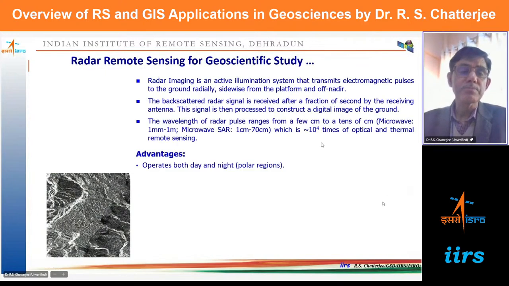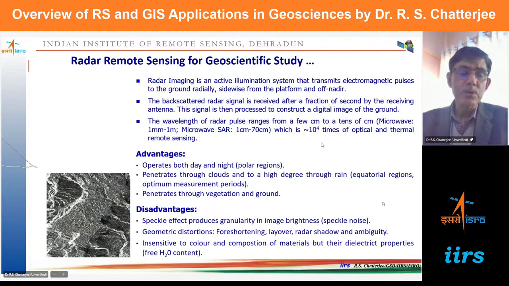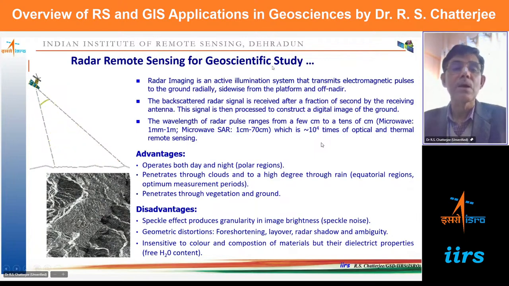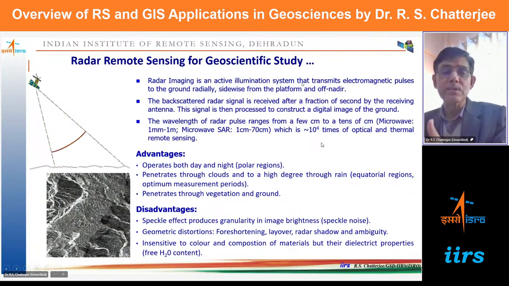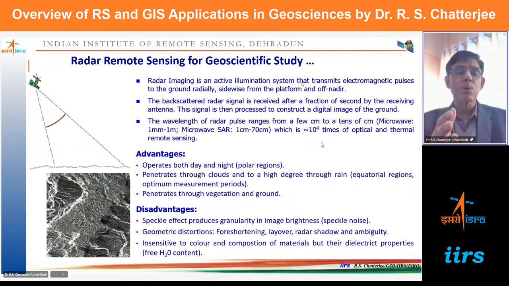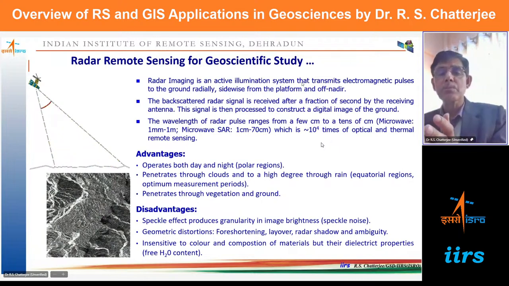So coming to the microwave remote sensing, rather the radar remote sensing. Radar imaging is an active illumination system. Now we are coming to the different spectral region. Okay, first we have discussed the optical region, then we have discussed the thermal region. Now we are discussing the microwave region.